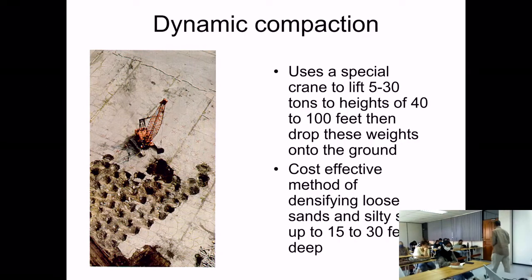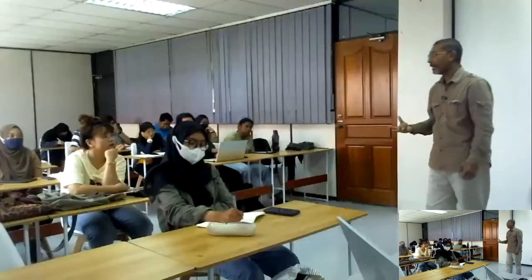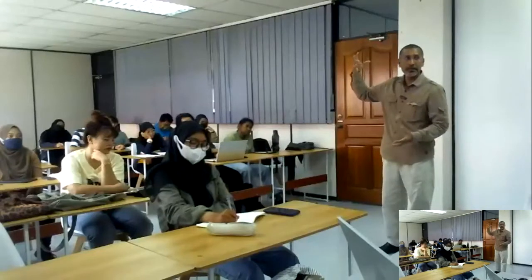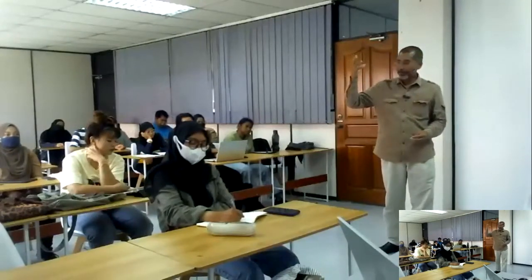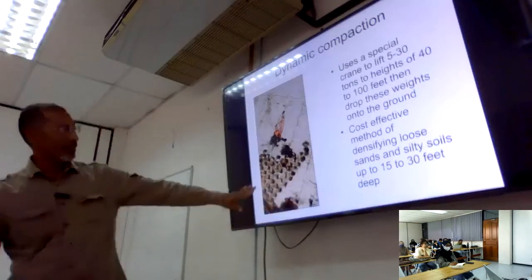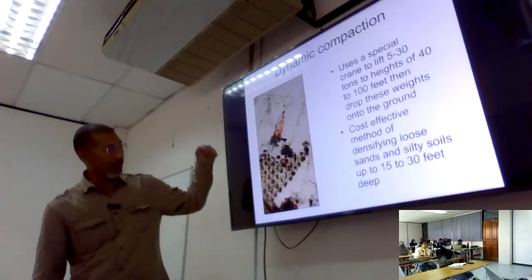Again, for sand, we have another technique called dynamic compaction. In this case, basically what you do is you release certain impact on the sand. In this case, use a special crane to lift 5 to 30 tons of block and release them onto the ground that you want to improve. In this case, mostly sandy type of ground. So that will compact the loose sand or the silty sand. So just as you can see in the picture, how they are compacted, right?